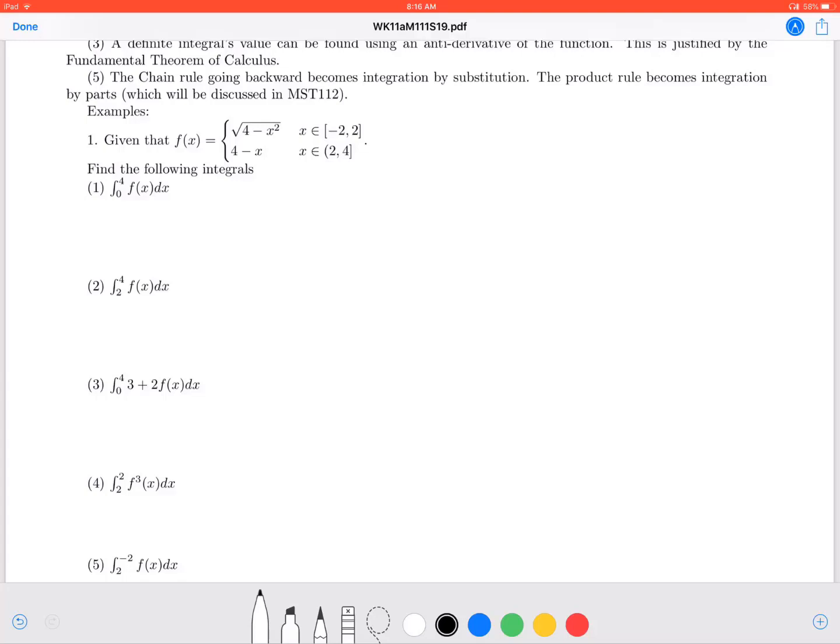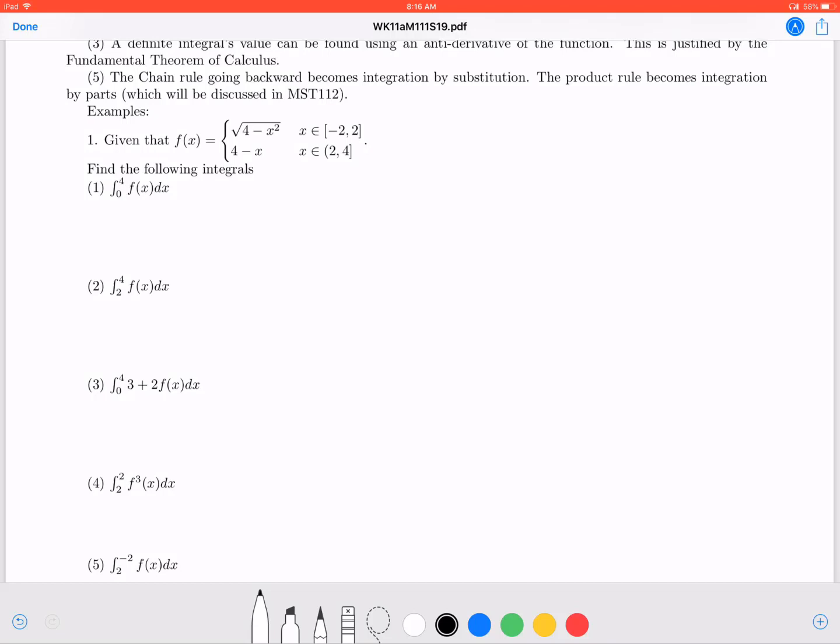We're going to look at these problems over here about how to find the area. Because of the special relation between definite integral and the area, we can actually solve all these problems. So let's first sketch the diagram of the function.